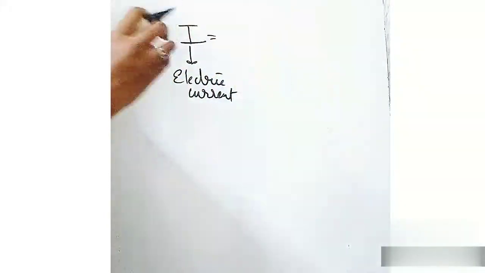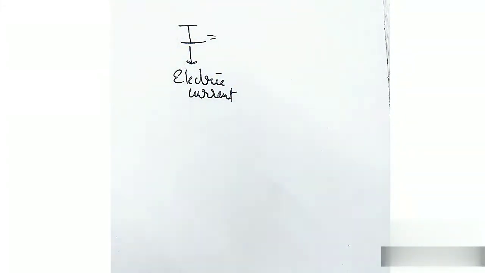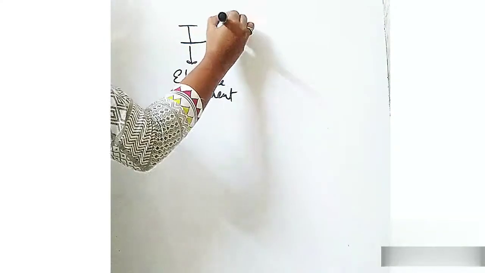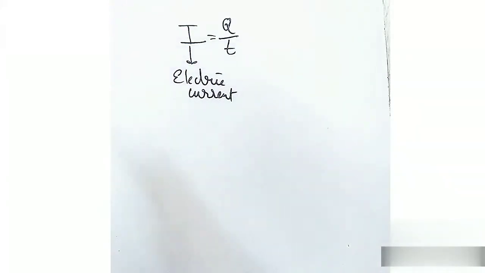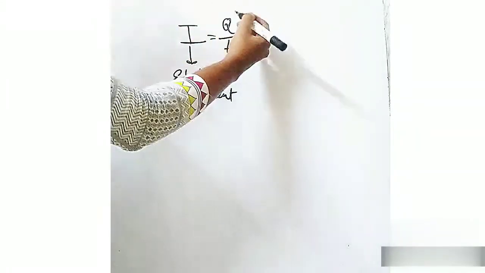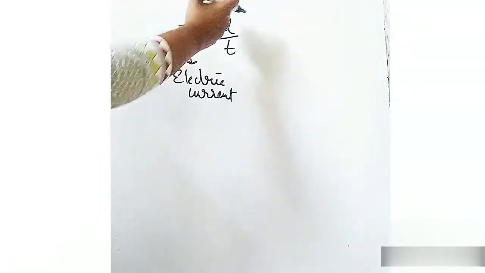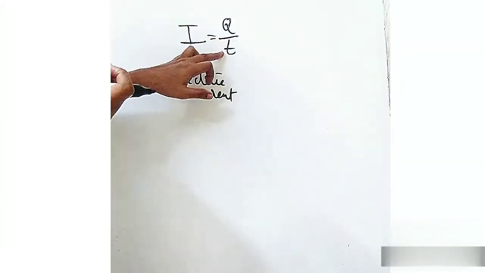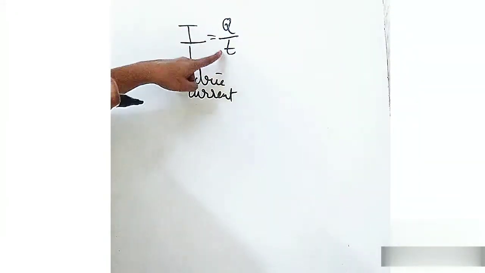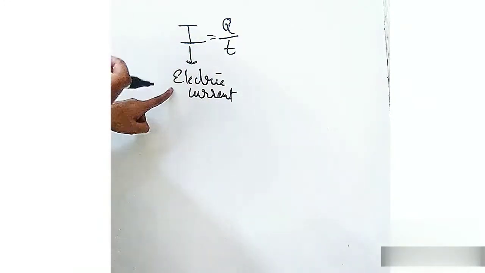It is the rate of flow of charge. What is rate of flow of charges? Q upon time, meaning the flow of charges per unit time. When we say rate of time, in the denominator we write the time period. At a particular time, how many charges flowed. So current is equal to Q upon T. Q denotes charge, T is time, I is electric current.